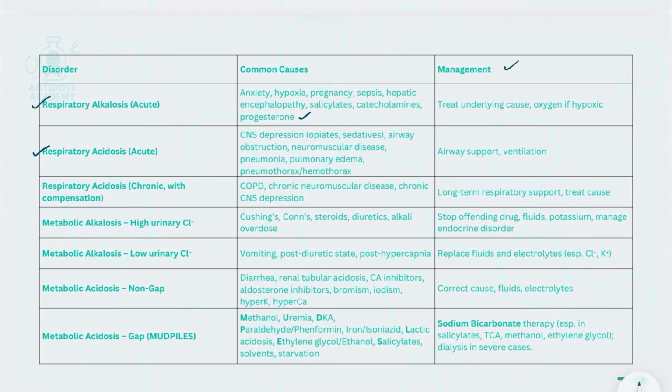Second comes respiratory acidosis. What happens here is breathing is suppressed, carbon dioxide accumulates, and the blood becomes very acidic.